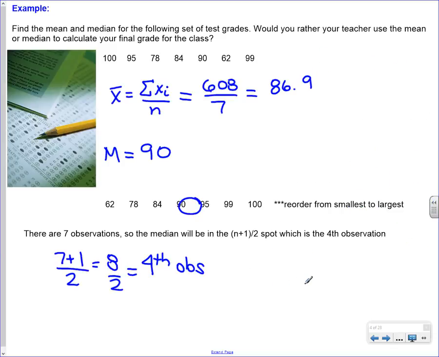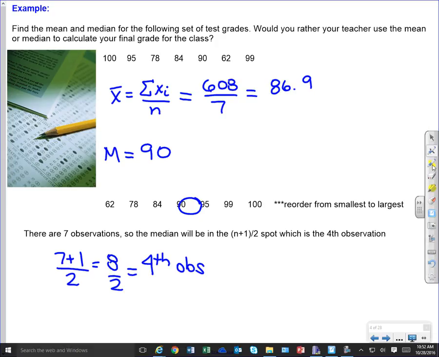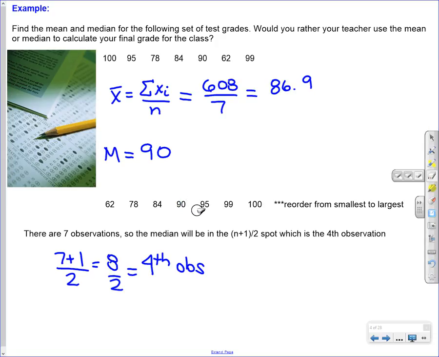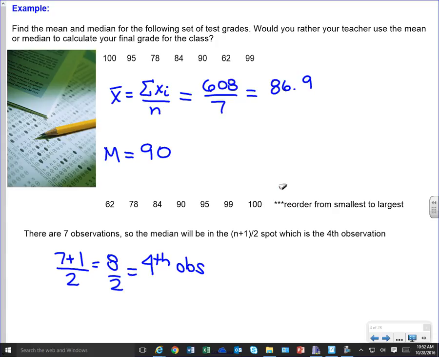Okay, let's do an example to show how we work with means and medians. Let me erase that there. Okay, find the mean and median for the following set of test grades. Would you rather your teacher use the mean or median to calculate your final grade for the class? Okay, typically teachers use the mean, right? They average your grades together. But what we're going to talk about is how sometimes a median might represent your grades better, or maybe the median represents whatever data you have better than what the mean does, okay?